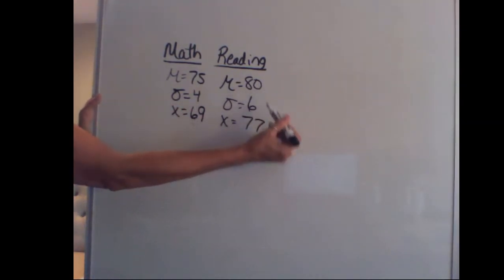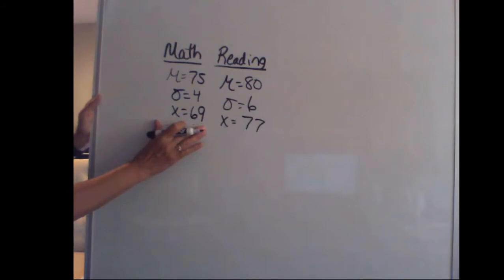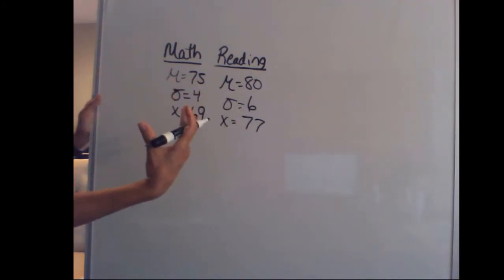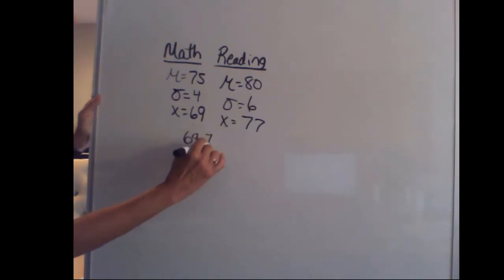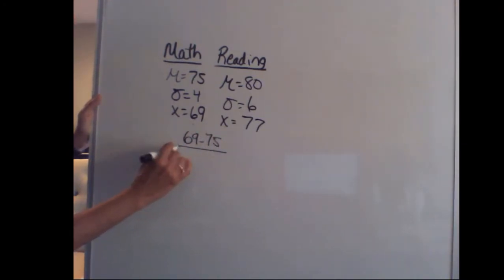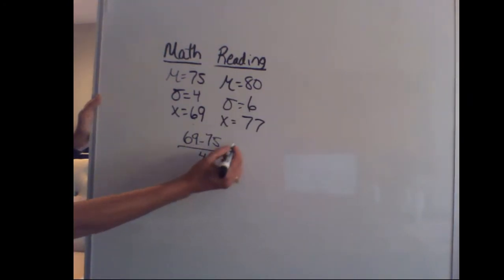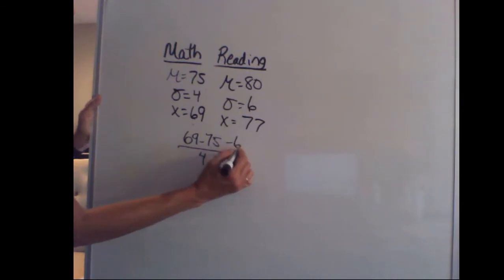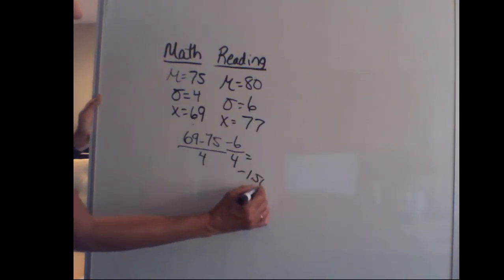In reading, the mean was 80, the standard deviation was 6, and Jessie's score was 77. So let's start by finding the z-score for both math and reading, and then we can compare them. We're going to take the score of 69 minus the mean of 75, and divide it by 4. So 69 minus 75 is negative 6, divided by 4 equals a negative 1.50.